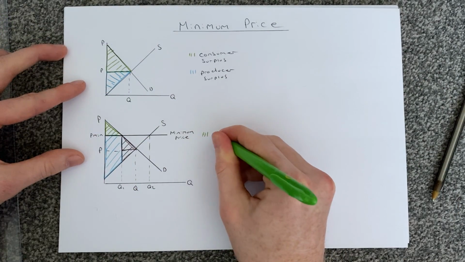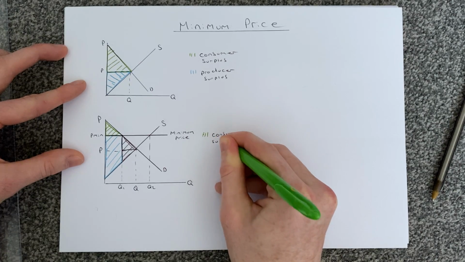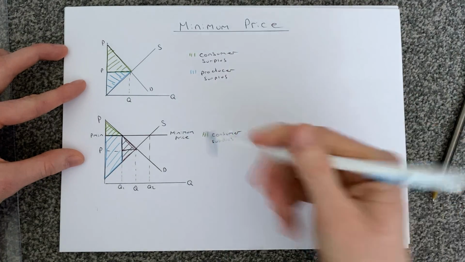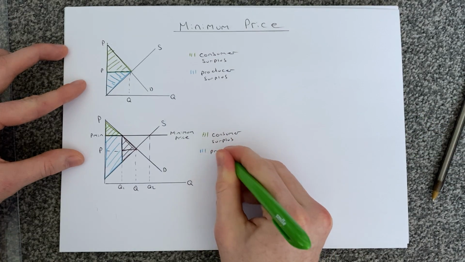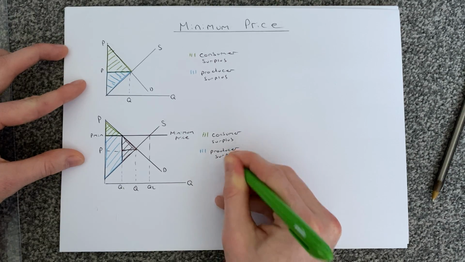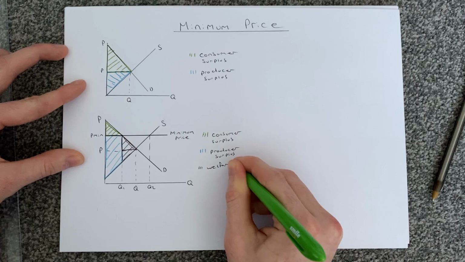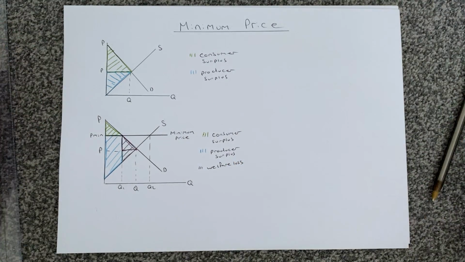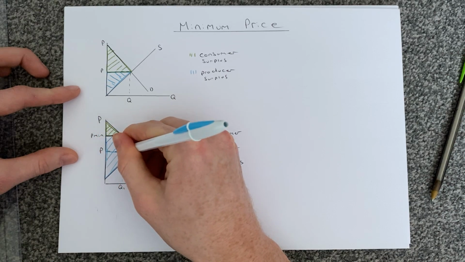So the green area we said was consumer surplus, the blue area is producer surplus, and the black area was welfare loss.